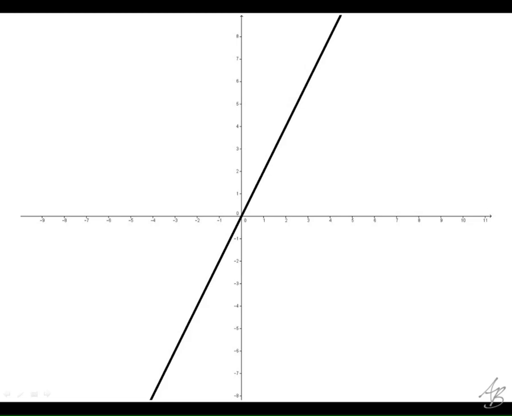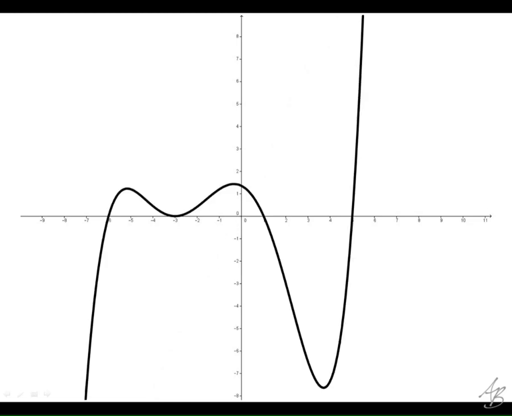Okay, let's look at another one. This one's a little bit more complicated, right? If I were to ask you to sketch the derivative of something like this, what would be a good thing to start with? What do you think, Carly?